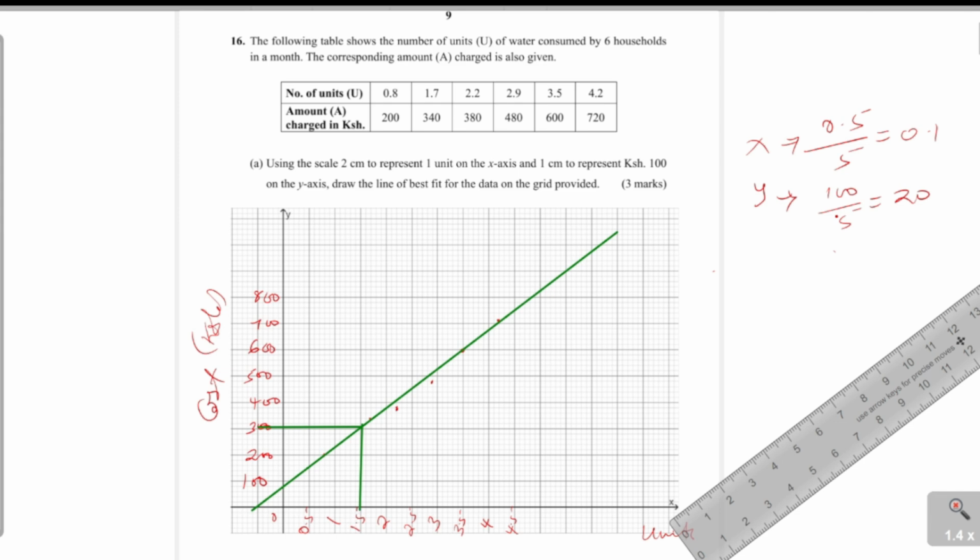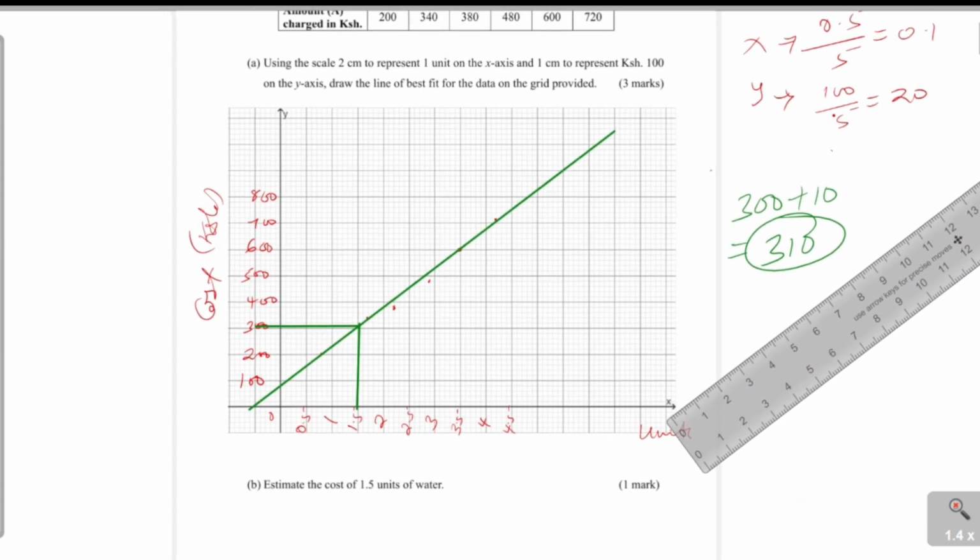So for 1.5, you draw a straight line up to where it touches the line. Then to the left, you read that value. I can estimate that value to be around 10, so it will be 300 plus 10. It is not yet 320. So that will be 310. That will be the cost. So for that question, the cost of 1.5 will be 300 plus 10, which is 310 shillings. So that is how you're supposed to work it out.